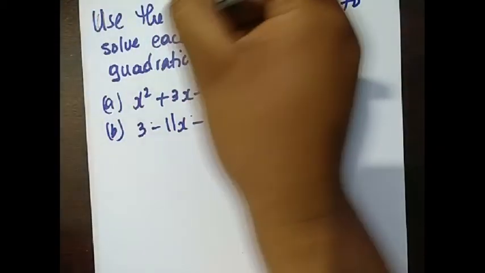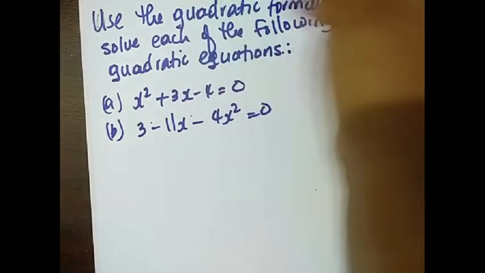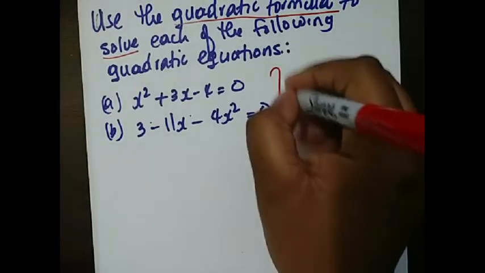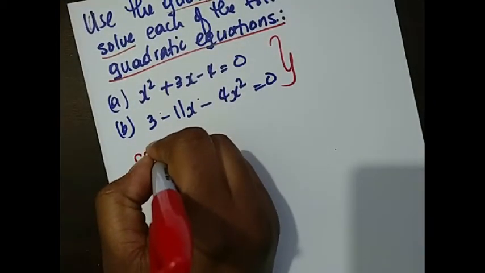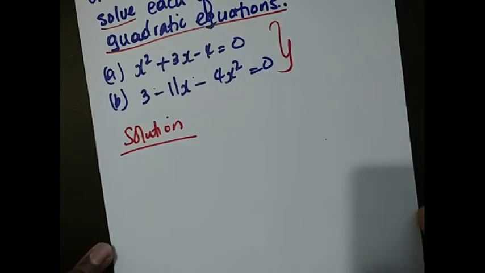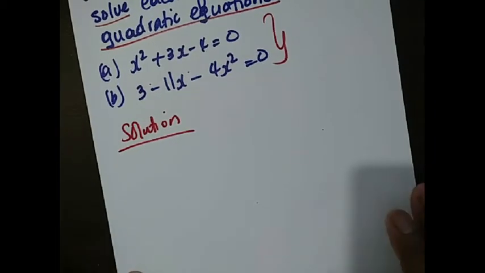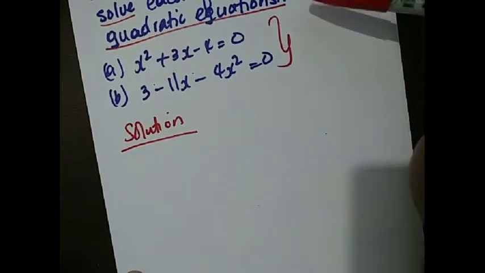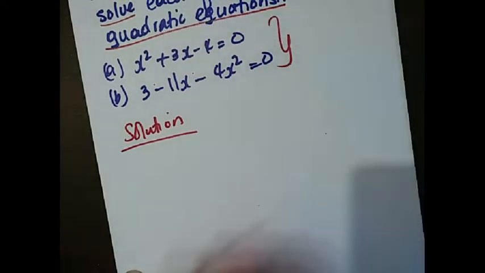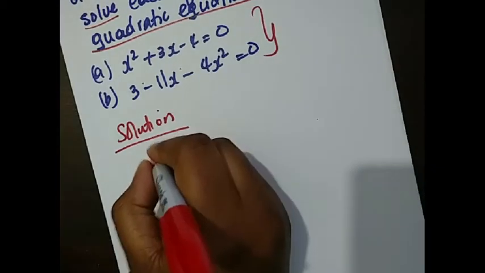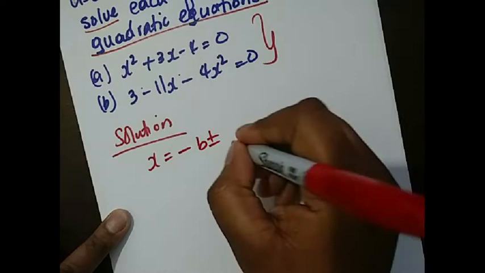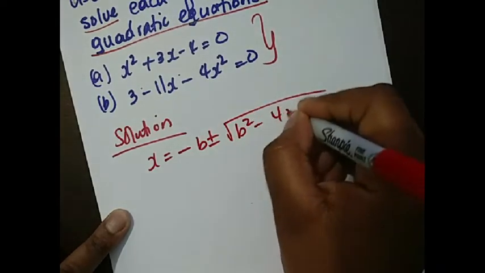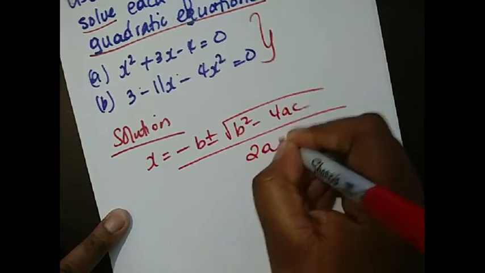It says use the quadratic formula to solve the following quadratic equations. So before we solve, there are some things that we need to identify. Now, what is our quadratic formula? What is a quadratic equation? And what are we solving for? Now, our quadratic formula is x is equal to minus b plus and minus the square root of b squared minus 4ac all over 2a.